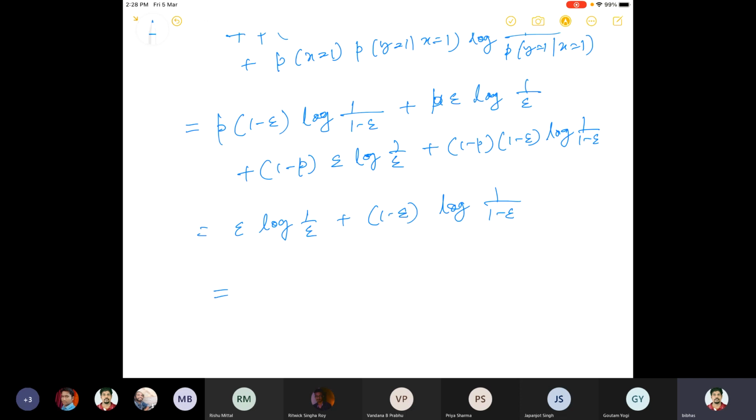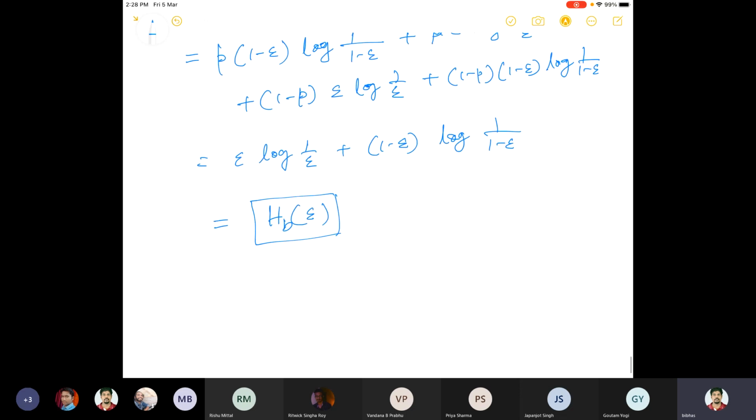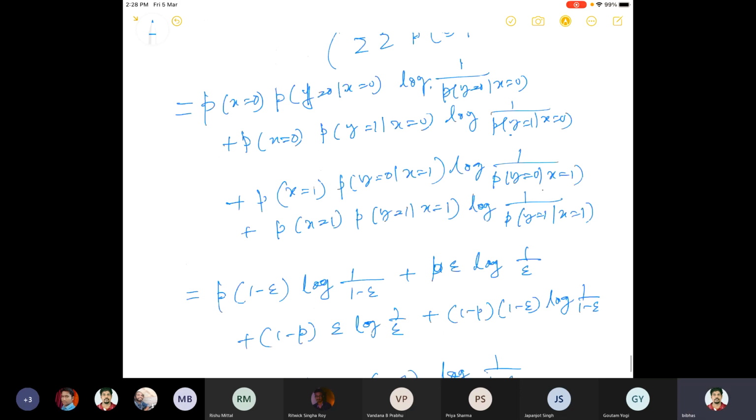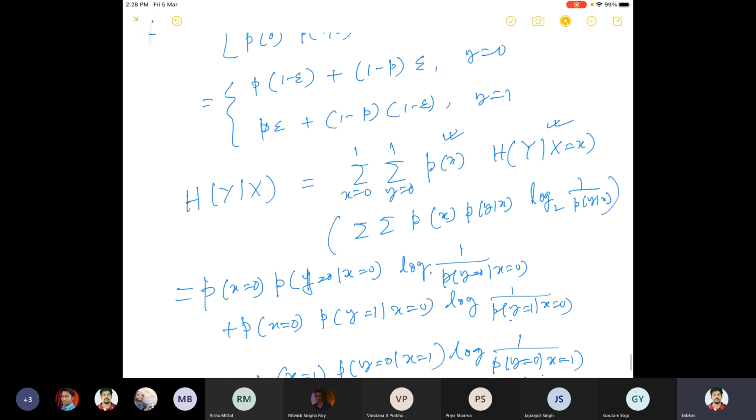This is nothing but entropy of epsilon, right? This function, with the notation we used earlier also, is nothing but the binary entropy. B stands for binary. So this is the binary entropy function. Therefore, now I have the expression for I(x;y). Mutual information is H(y) minus H of y given x, which is equal to what? H(y) will be equal to this one.